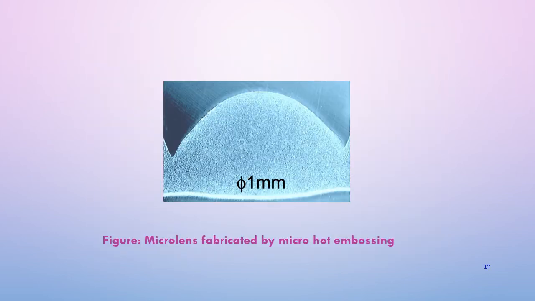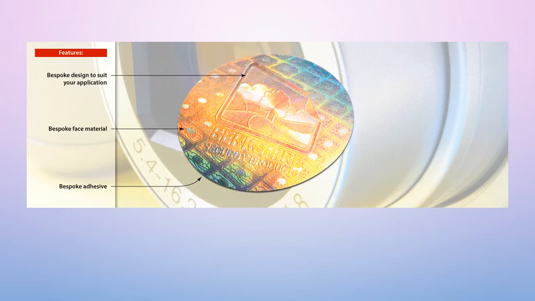Here is an example of a micro lens fabricated by micro hot embossing. The dimension of this one is around 1 mm. And here is another example. This is the product that was created. If we enlarge it, it looks like this one. They follow this shape, but on a small scale.